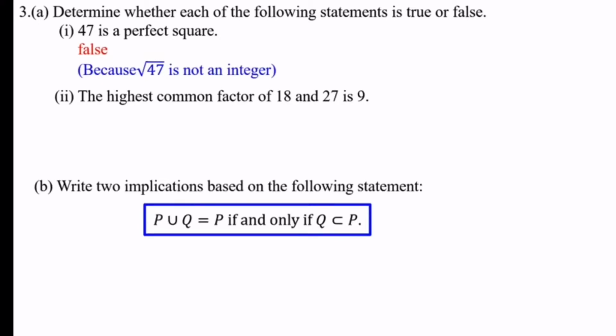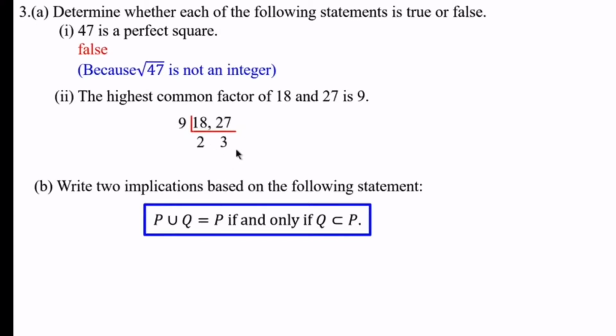Number 2, the highest common factor of 18 and 27 is 9. So you need to find the common factor. We divide by 9. So 18 and 27 can be divided by 9, and then you will get 2 and 3. For 2 and 3, you don't have any more common factor. So that means this is true. 9 is the highest common factor of 18 and 27. So that is how you work out the answer.